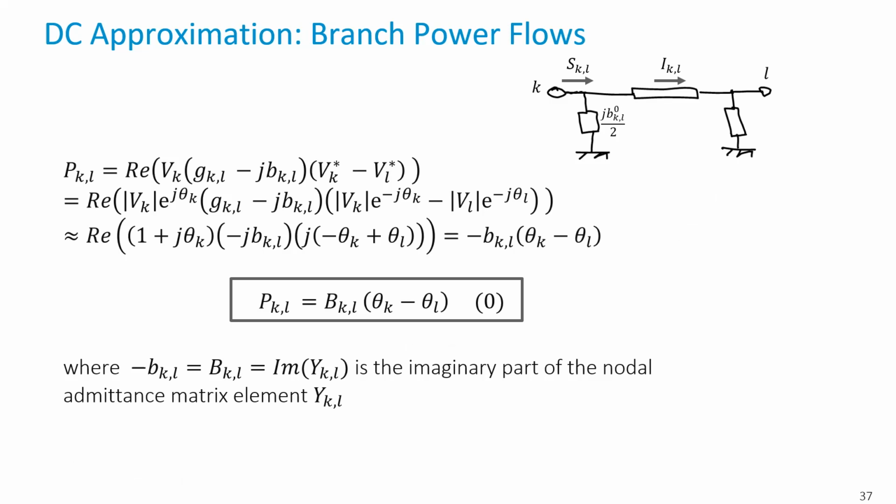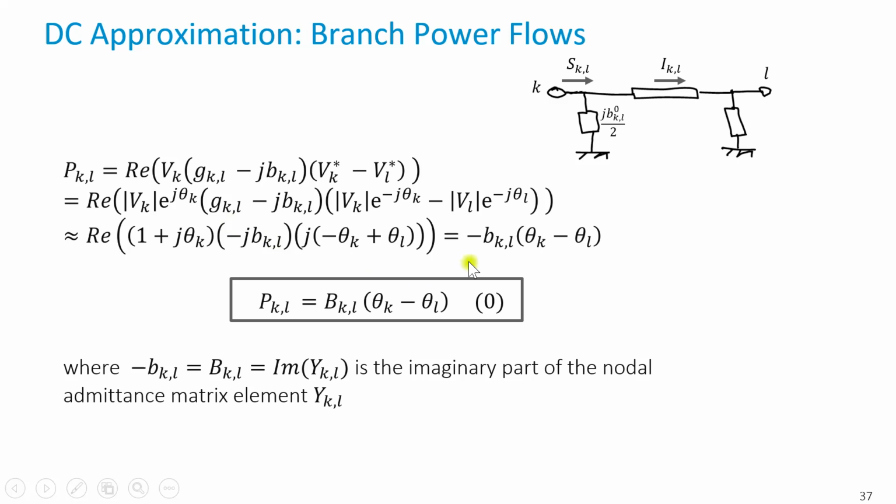Good. So if we do those approximations, we expand here by writing the complex voltage that was written before as complex numbers. I write it now in polar coordinates with the magnitude and the phase angle. The magnitude is set to 1, and the complex exponential is replaced by this linear complex expression. And at the end, we take only the real part because we're interested in the active power.